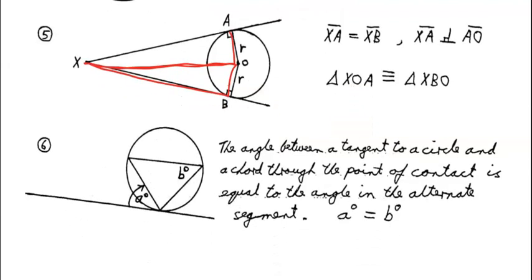Another property here is that the angle between a tangent to a circle, so here's the tangent, the long line at the bottom here, and a chord through the point of contact, so there's your chord here through the point of contact, is equal to the angle in the alternate segment. So that angle A is equal to angle B. Okay, so you can see a chord here. So the angle between the tangent to the circle, this one, and a chord through the point of contact, that's angle A, is now equal to the angle in the alternate segment. So here's the alternate segment. That's angle B. So angle A is equal to angle B. And that is it.